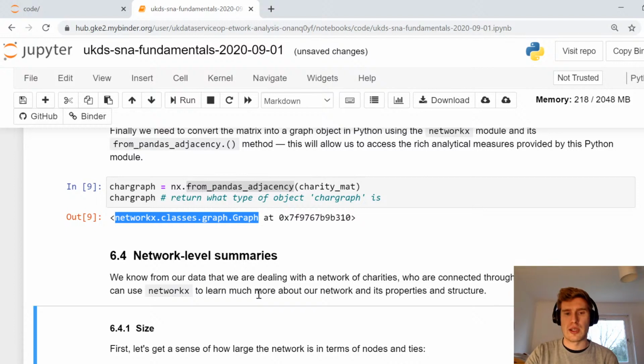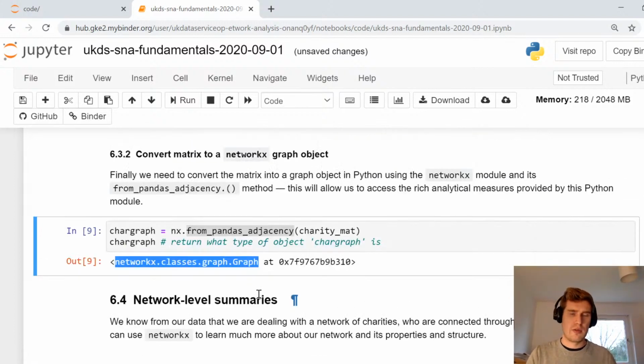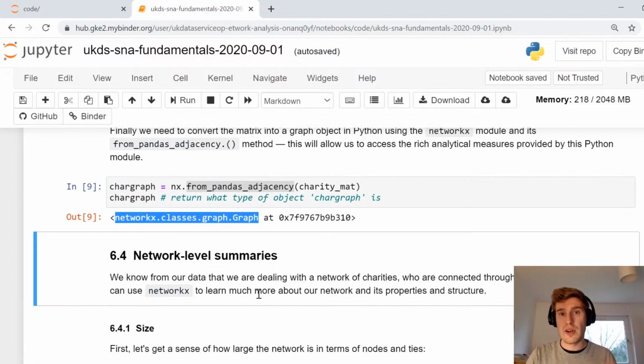So now what I've done with this piece of code is I've said, right, here's my network data, and put it into the networks package so that Python now knows that we can start doing some social network analysis methods and techniques. So what we want to first focus on is some network level summaries. We took a slight look at them. We looked at the average number of connections between charities, the maximum and the minimum number of connections.